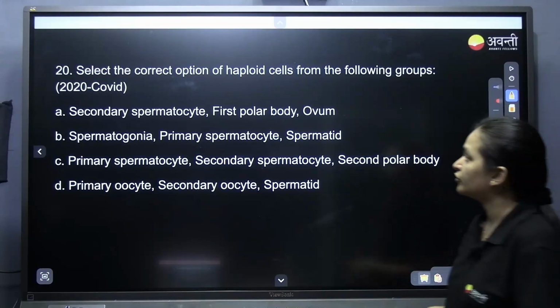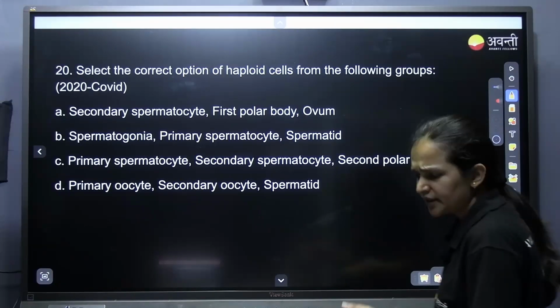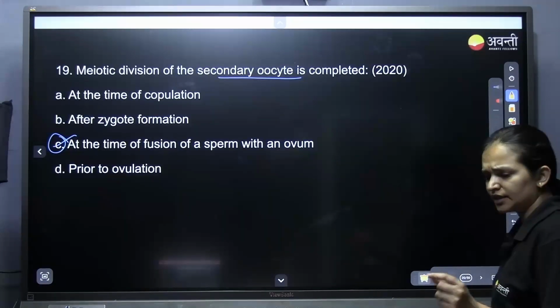Select the correct option of haploid cells from the following groups. Did you understand this previous question? Any doubts regarding this?